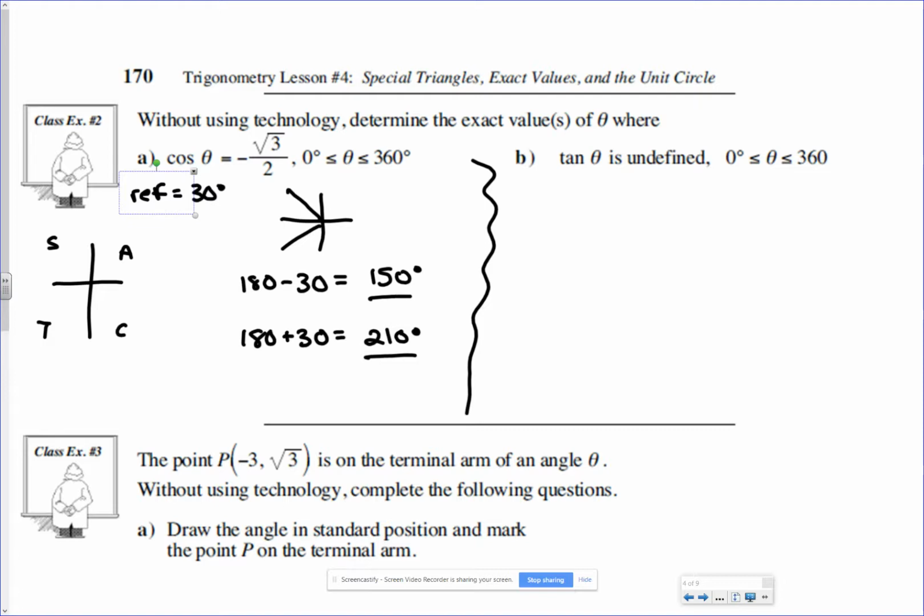For tan is undefined, that reference angle is 90. So there are two possibilities where my reference angle is 90. One of them is right here at the 90, and one of them is right here at the 270. So my answers for this are just 90 and 270.